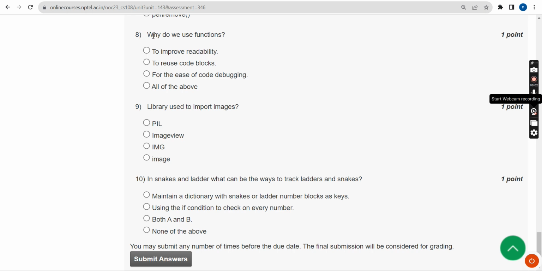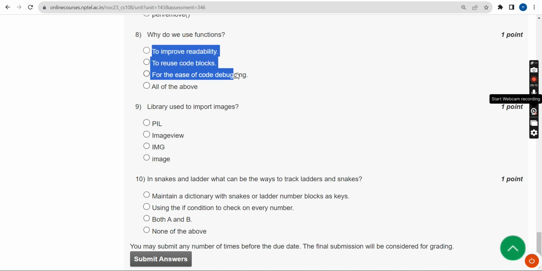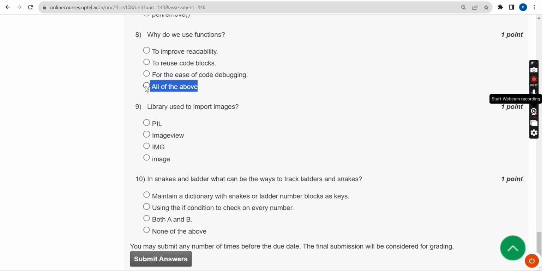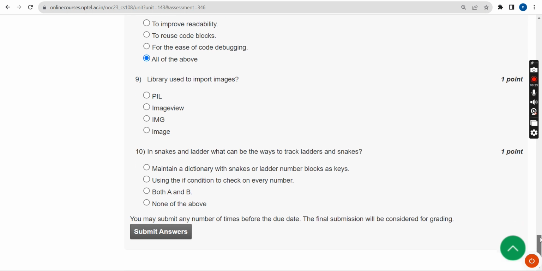Eighth one. Why do we use functions? So for eighth question, the correct answer is all of these. That means all of the above. Now let's move on to the ninth question.